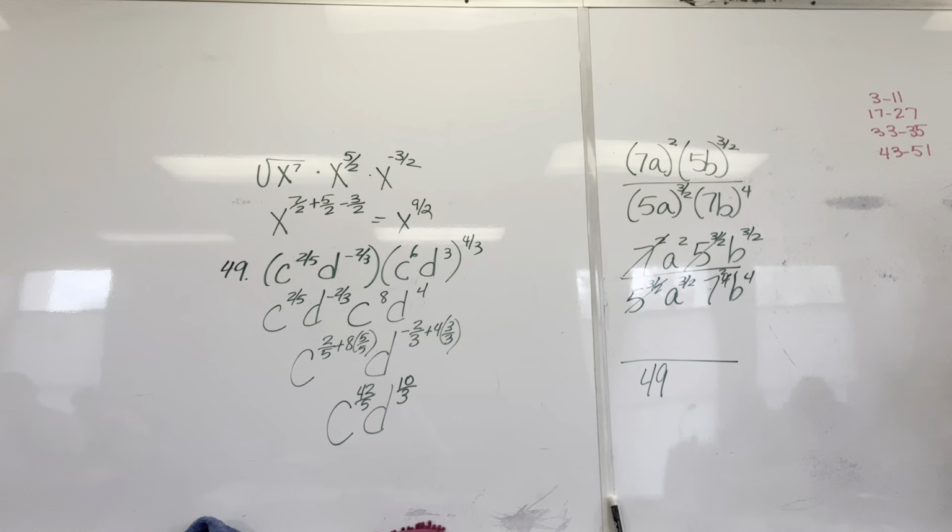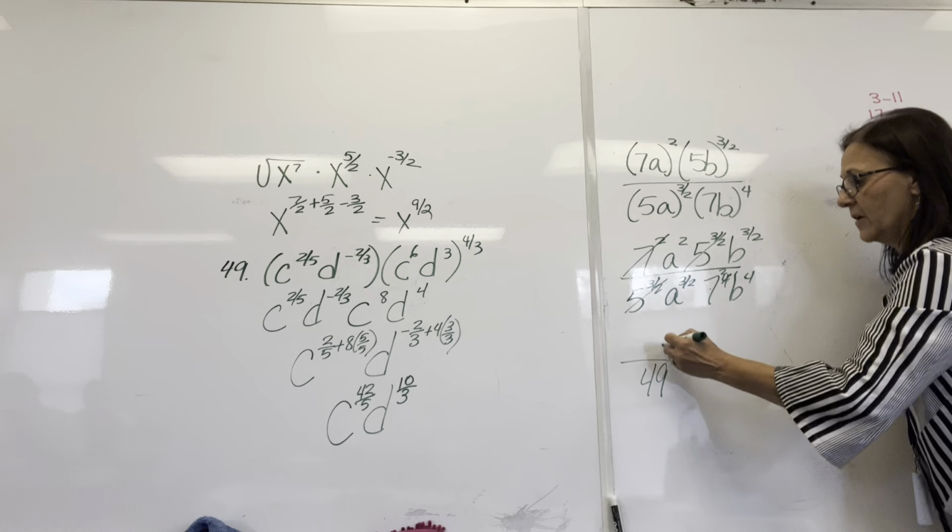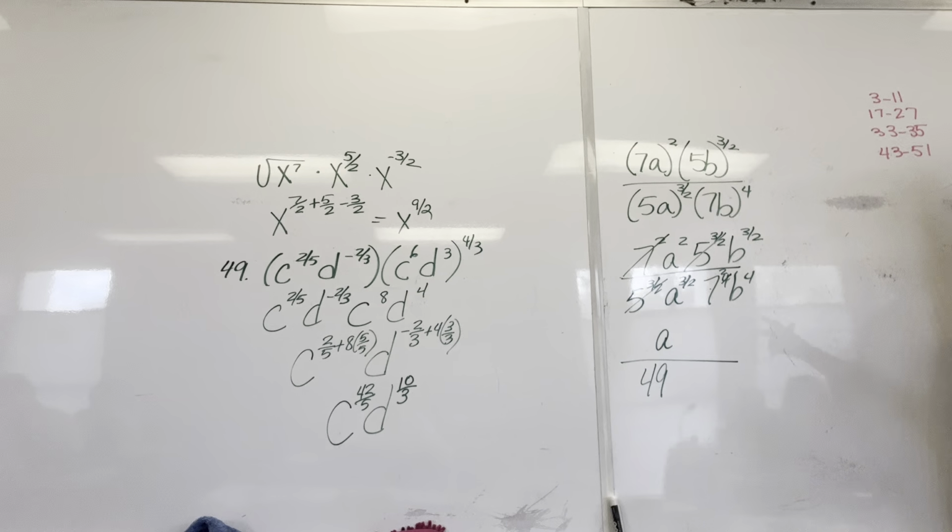All right, now I have a squared in the numerator, a to the 3/2 in the denominator. Am I moving it up or down? For it to be positive, up. And what's my exponent going to be? It's 2 minus 3/2, which leaves me with a to the half.